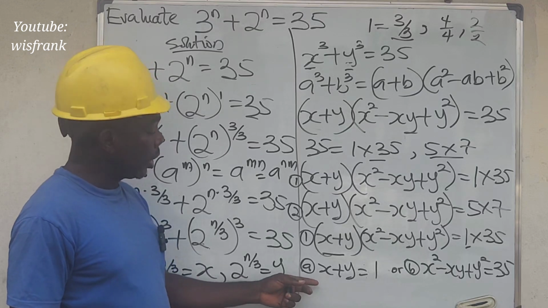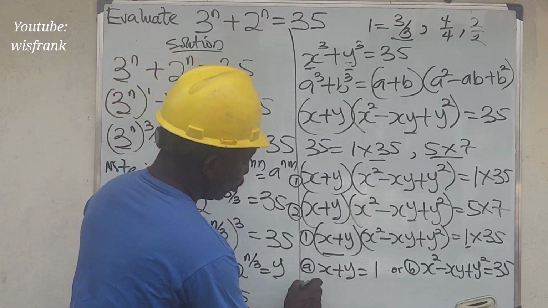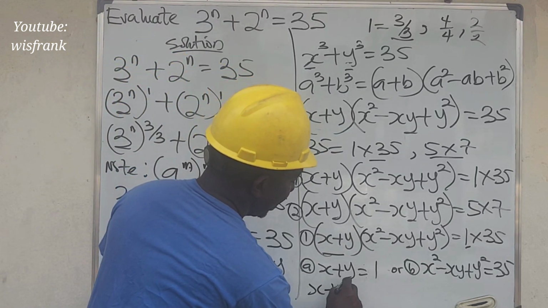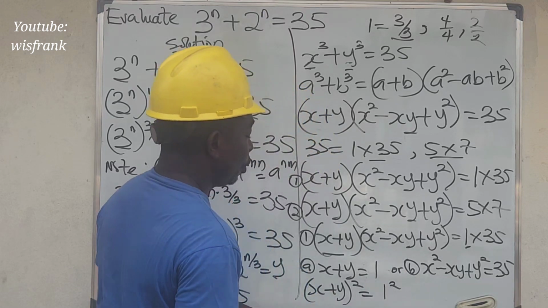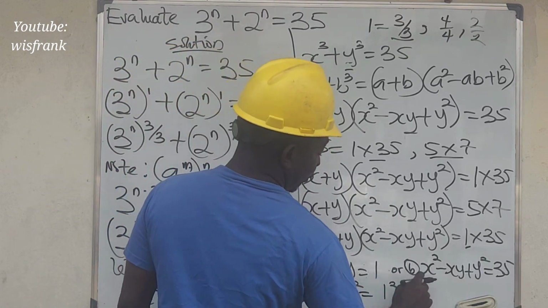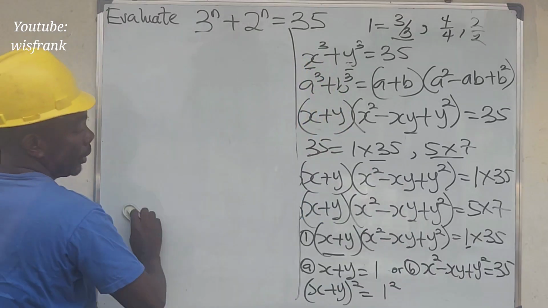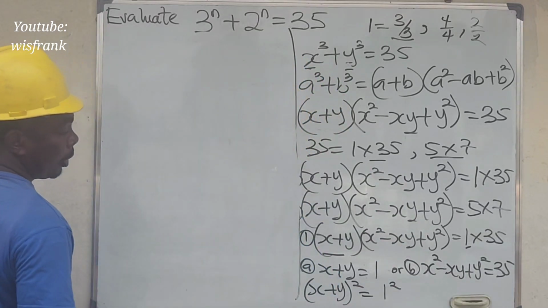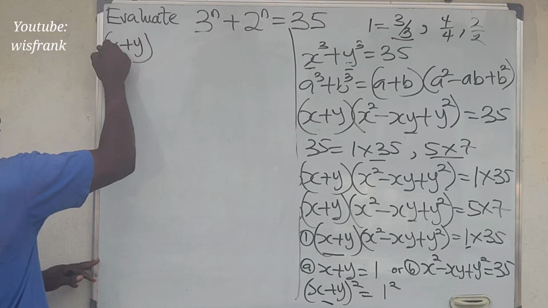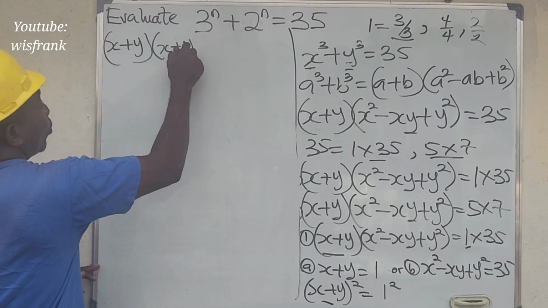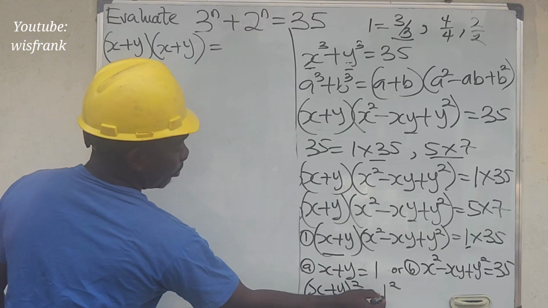For the a part, we can square both sides. So this will become x plus y all to the power of 2 equals 1 to the power of 2. In that case, for us to expand that, we need to clean this. So as we said, expanding this, we have x plus y into x plus y equals 1 to the power of 2, which is 1.